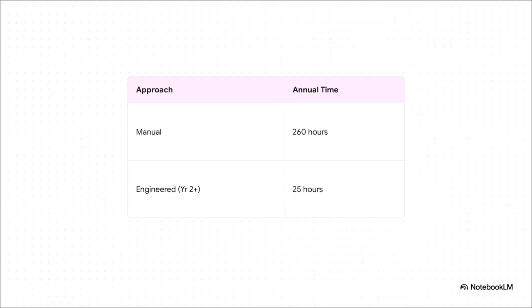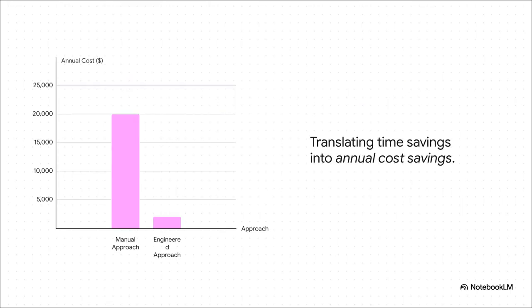With the manual approach, you're looking at around 260 hours per year when you combine all the ongoing work and the audit prep. With the engineered approach, after you build it the first time, that drops to just 25 hours a year for maintenance. That's more than a 90% reduction in time spent. Just think about that.